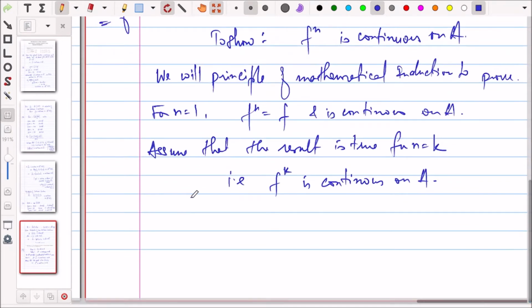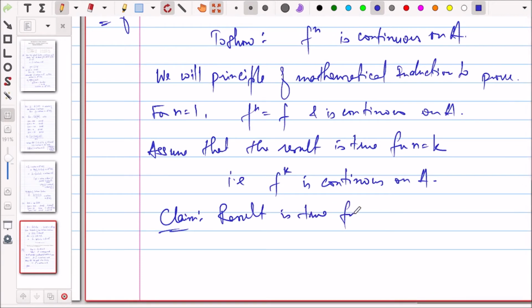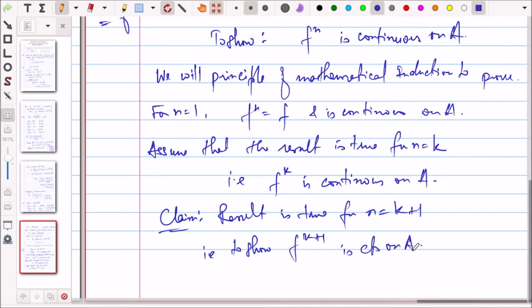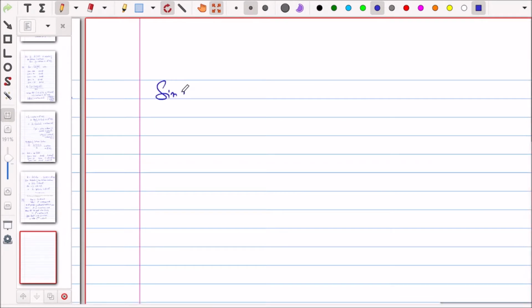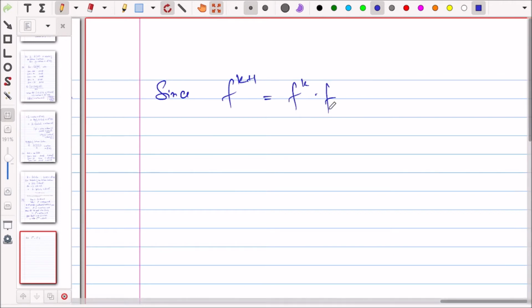Claim: to show the result is true for n equal to k plus 1. So we have to show that it is true for n equal to k plus 1, that is, to show f^(k+1) is continuous on A.